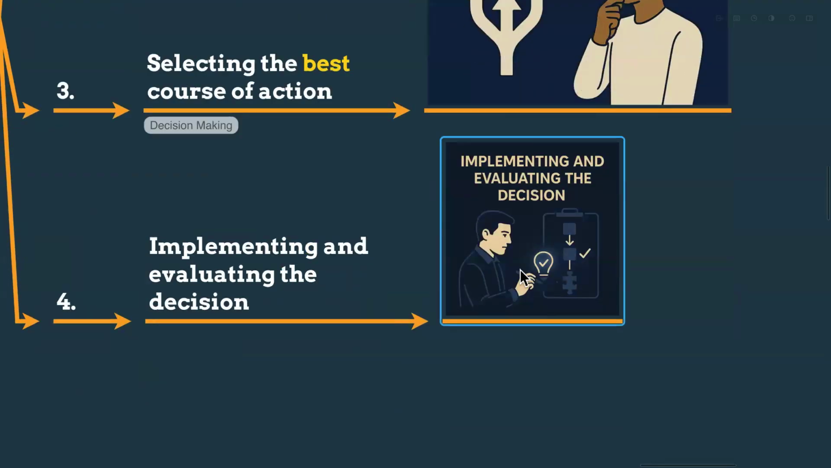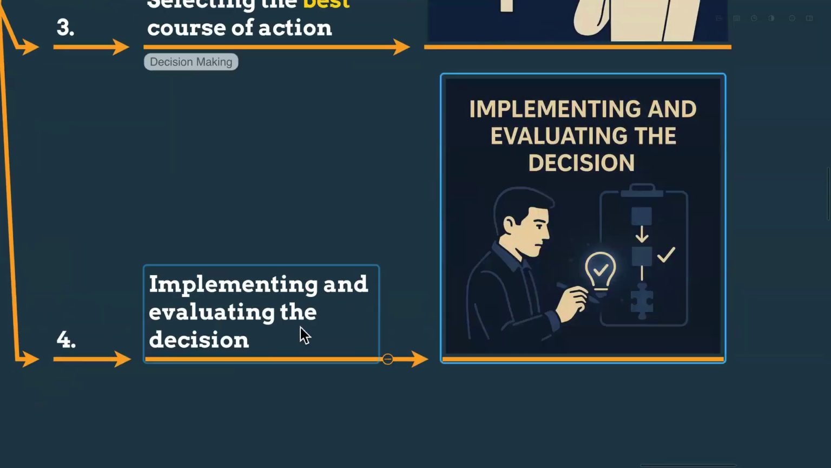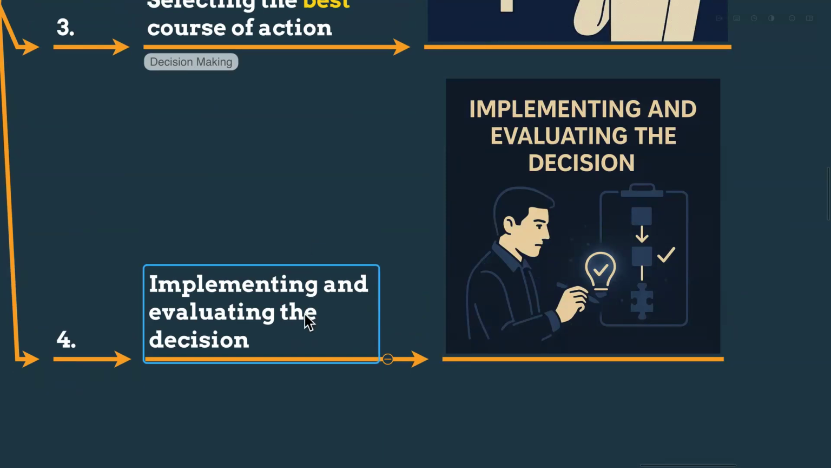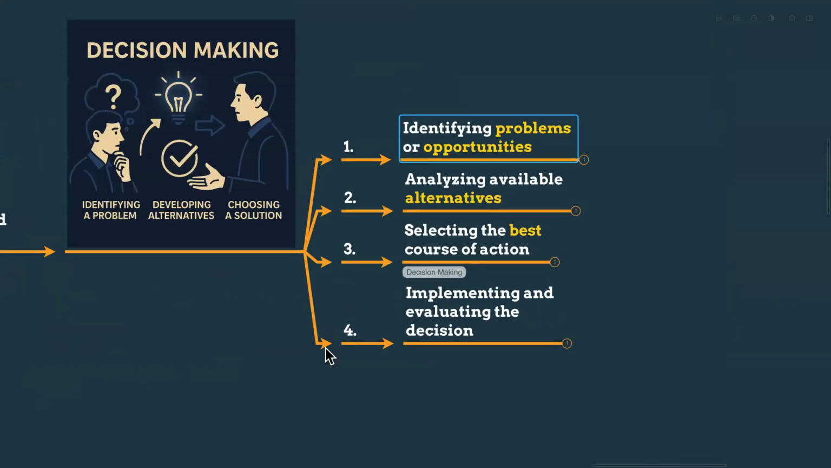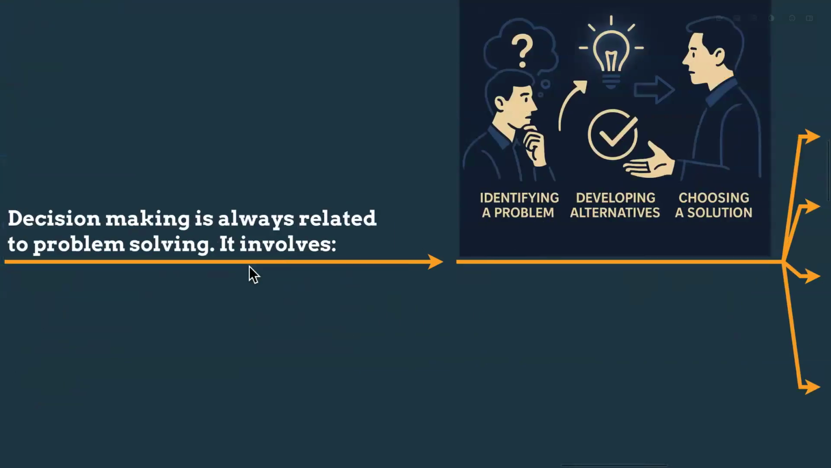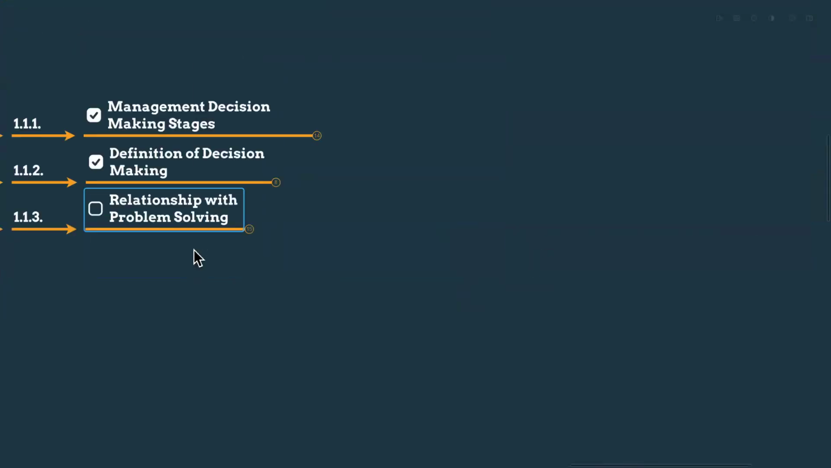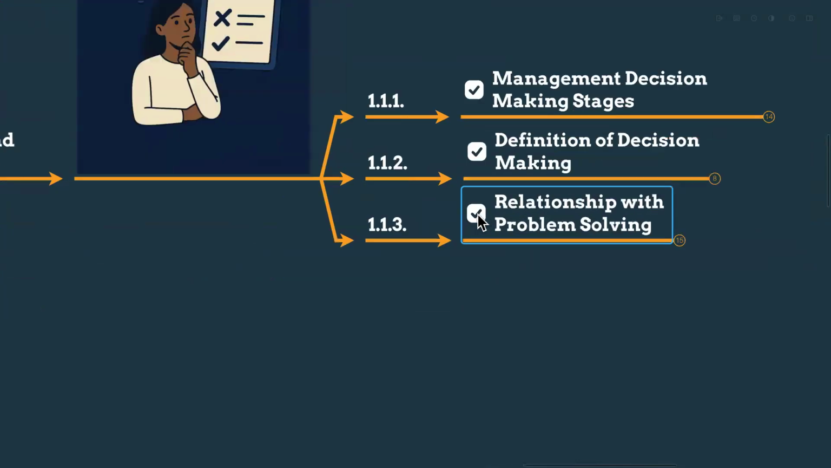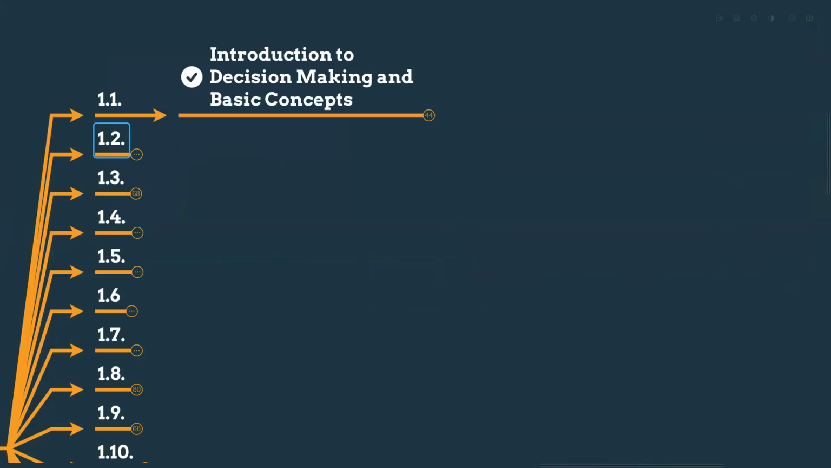And then implementing and evaluating the decisions in problem solving. Okay, this is my decision. You are implementing the decision and evaluating whether my decision has solved my problem or not. You try it and see if it works or not. That's the entire process of problem solving. In this problem solving, the third step, selecting the best course of action, is decision making. So decision making is part of problem solving. That's the relationship. I hope you understood.